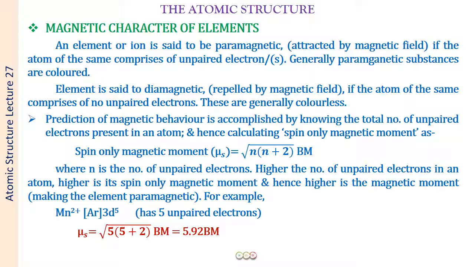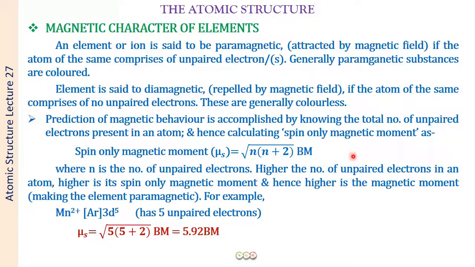So the last topic for today's discussion, in fact for the whole of the course, is magnetic character of elements. We are just left with one lecture from this course that would be on the numericals based on the electronic configuration that we've learned in this lecture. Right? So the last topic for today is magnetic character of elements, and this is based upon the presence or absence of unpaired electrons in an atom.